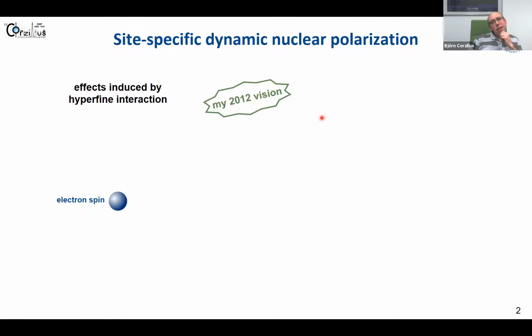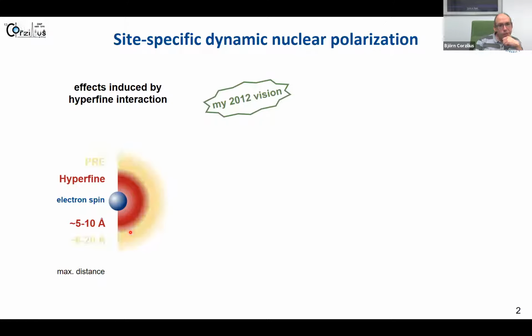When I moved to Germany back from MIT, I had a vision. Let me first show you my vision from 2012. This is the basis practically for this whole project. When we have an electron spin, of course, this electron spin induces different spheres of influence around it, where nuclear spins are subject to certain interactions. For example, a strong hyperfine interaction shifts nuclear spins completely out of resonance at a certain distance, which is rather short. Then we have a sphere or shell around it where relaxation enhancement is occurring.